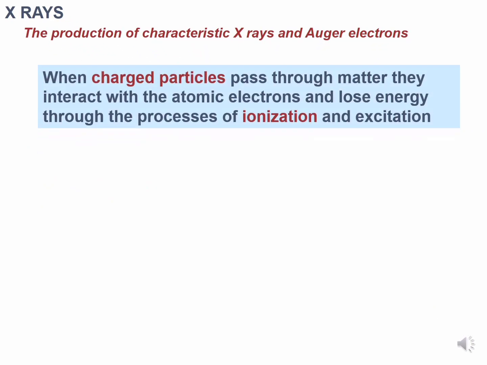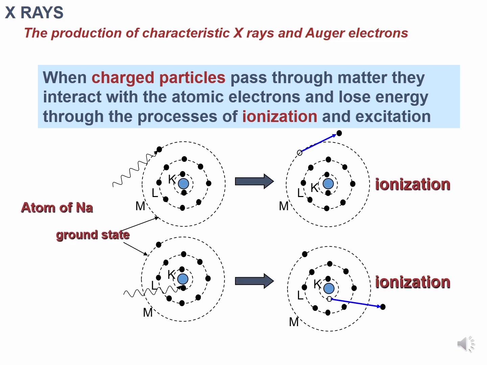So X-rays are basically generated by two different processes known as the Bremsstrahlung radiation and the characteristic X-ray production through ionization. So characteristic radiation is produced when an incoming electron interacts with an inner shell electron and both are ejected. When one of the outer shell electrons moves to fill the inner shell vacancy, the excess energy is emitted as characteristic radiation. When charged particles pass through matter, they interact with the atomic electrons and they lose energy through the process of ionization and excitation.